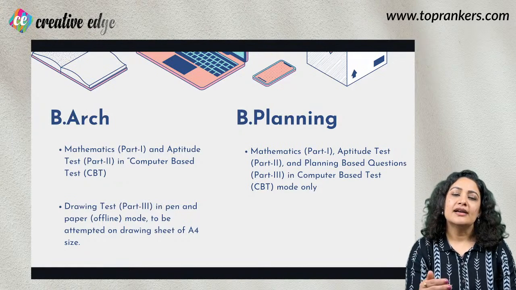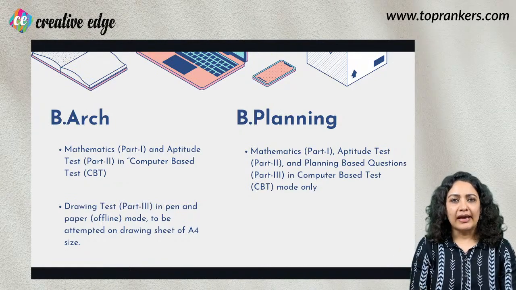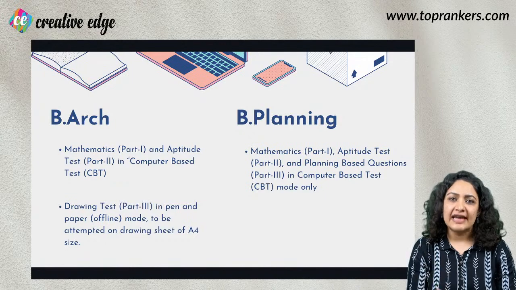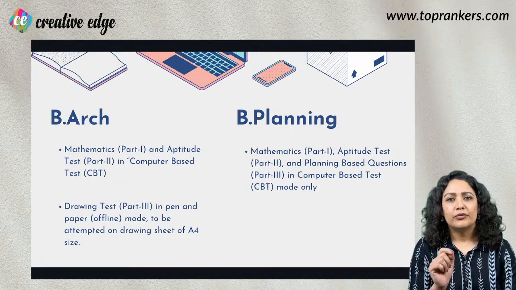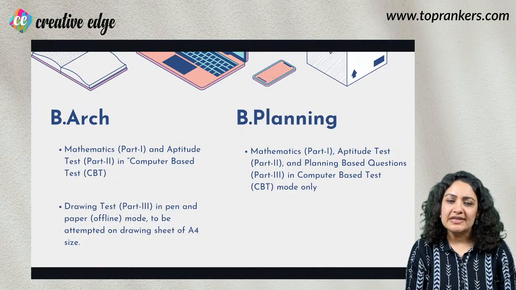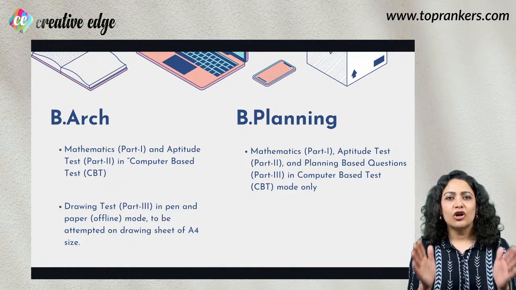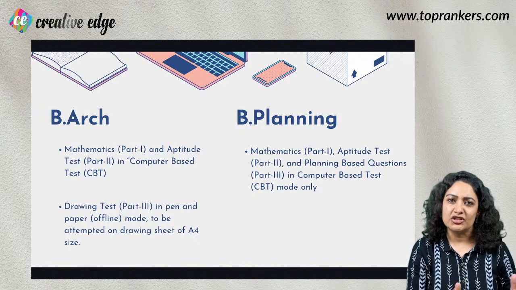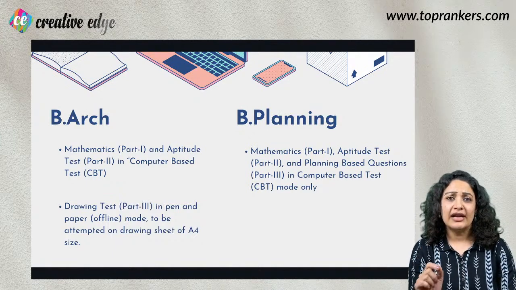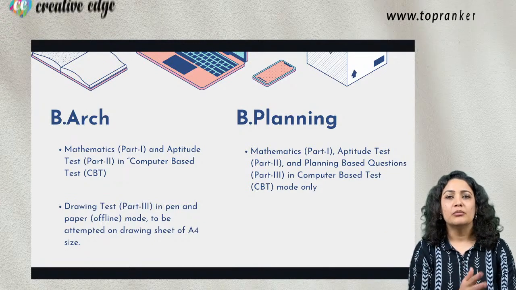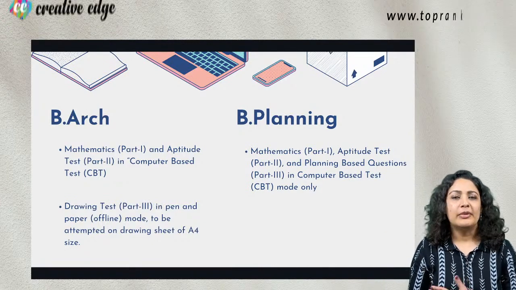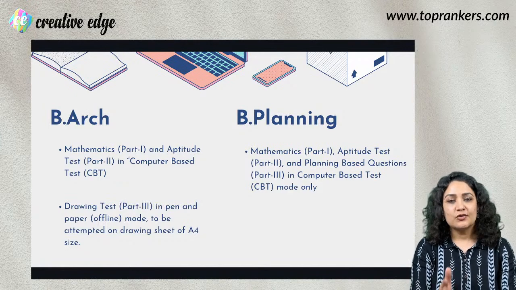The third part is the drawing test, in which you get drawing questions. You need to sketch physically on an A4 size sheet and the papers are scanned and sent. This is all going to happen at an examination center. The number of question details and other details, how the centers come when you get your admit card, we will be discussing further. This was about B.Arch.